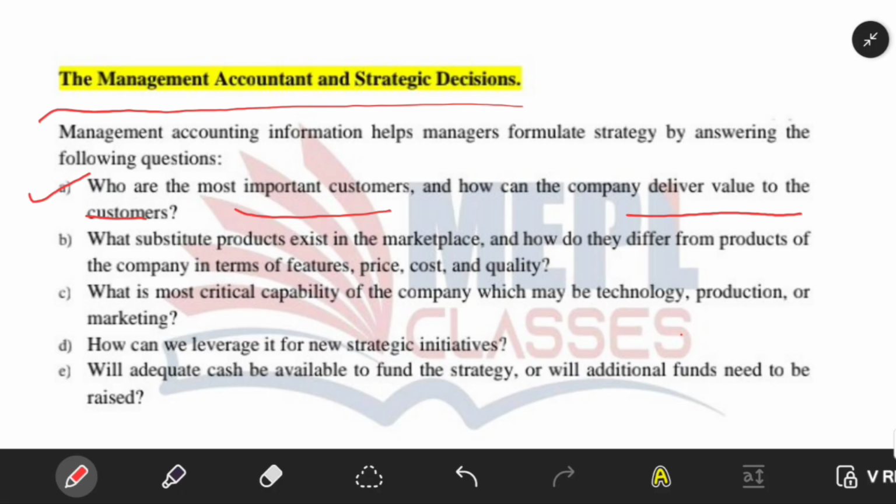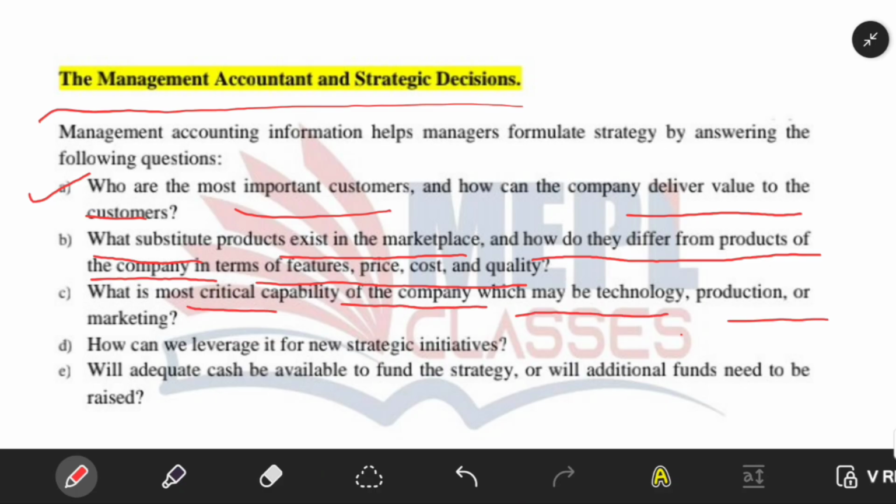Okay. Next is what substitute products exist in the marketplace and how do they differ from the products of the company in terms of features, price, cost and quality. That is, the company must be aware of the competition. That is, what other products are available in the market that can replace their own product. So the management must also analyze how their own products are better or worse in terms of cost, features or quality.